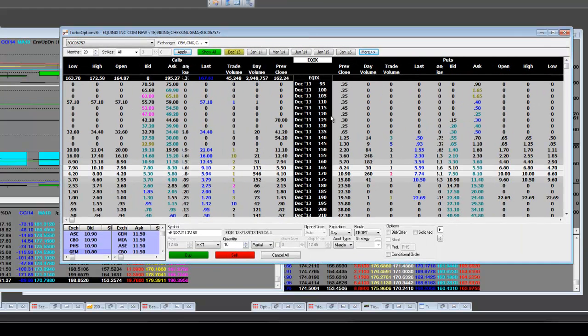Understand that at key resistance levels, we would also be looking at the put side of the EQIX when it fails. These are all short-term trades. I repeat, short-term.